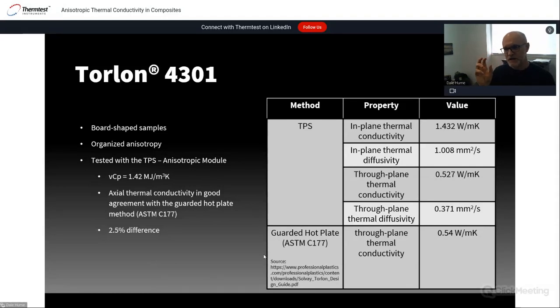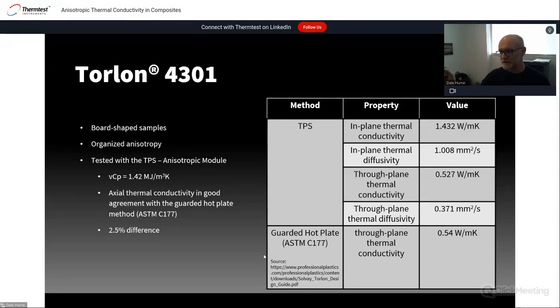One of the inputs for anisotropy is volumetric specific heat. Unlike bulk, which has the output of conductivity, diffusivity, and specific heat, when you're measuring anisotropy, you need the input of volumetric specific heat. We measured that with the specific heat module on the TPS, so that's a direct measurement. Input that in, and you can see from our results, we get in-plane values of 1.4 watts per meter Kelvin and diffusivity as well, and then through thickness or axial.